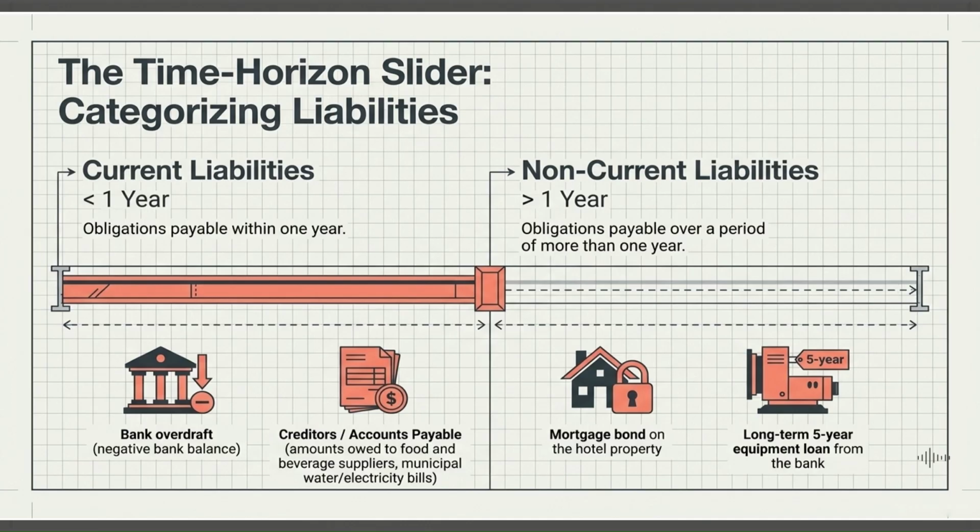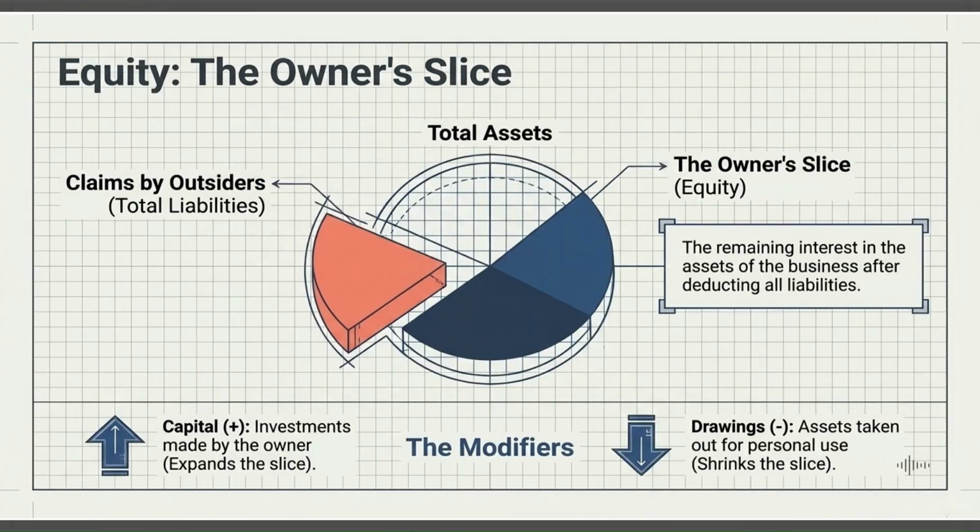Assets and liabilities are now both in place. That means we can look at what is left in the middle. Equity, the honors slide. Look at the picture on the screen because it is the clearest way to hold this idea. The full circle is the total assets, everything the business controls. One portion of it is claimed by outsiders, that is total liabilities. What remains is the owner's slice, and that is equity.